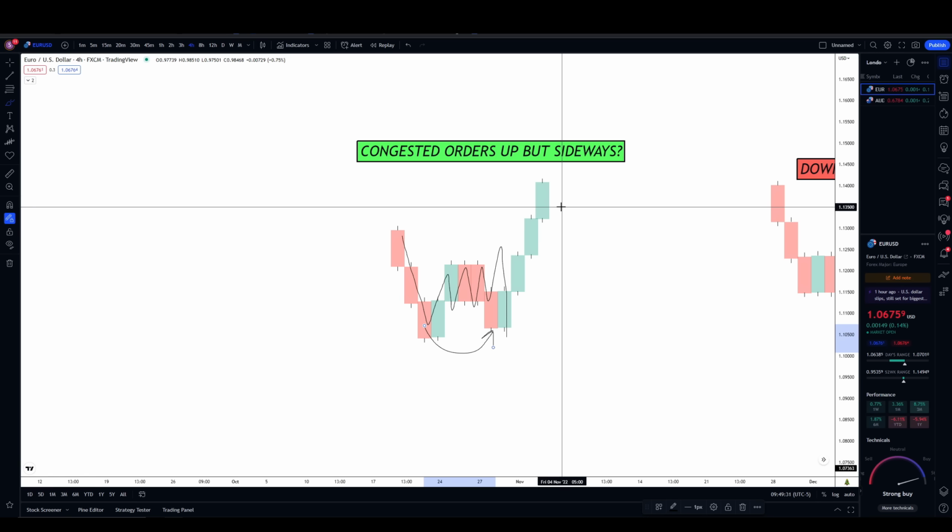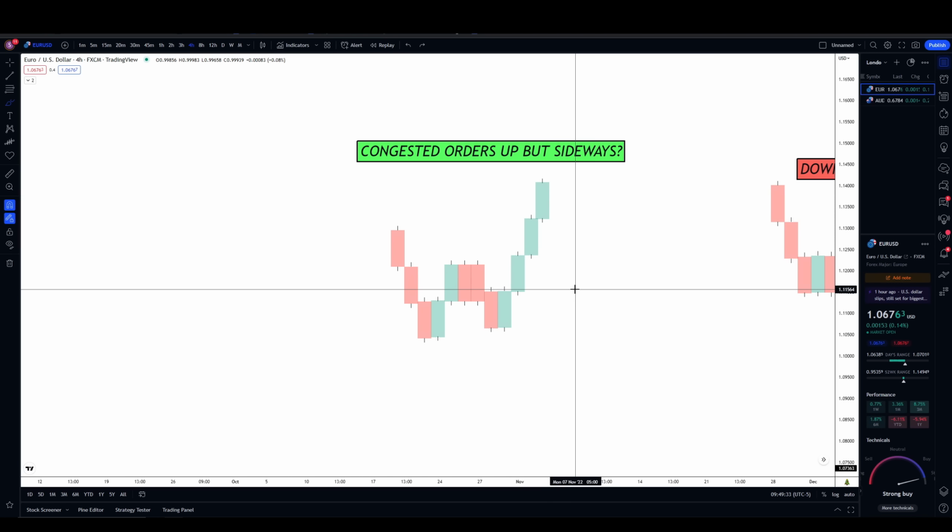Hopefully that wasn't confusing, but if it was, I'll break it down again more specifically, and I also have a couple of examples of how we can use this to our benefit.